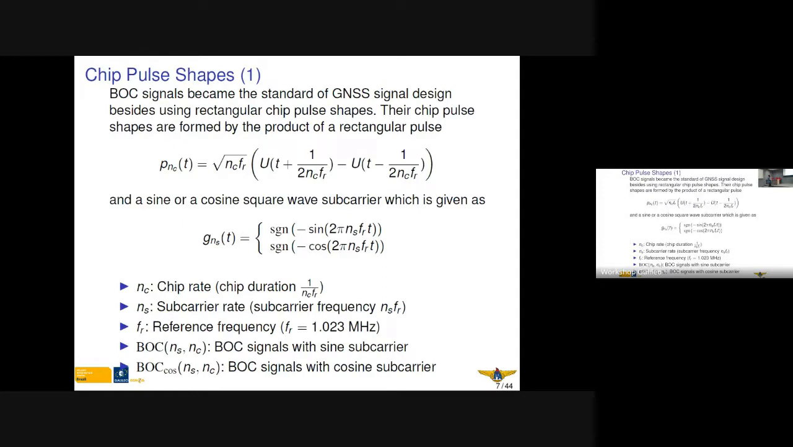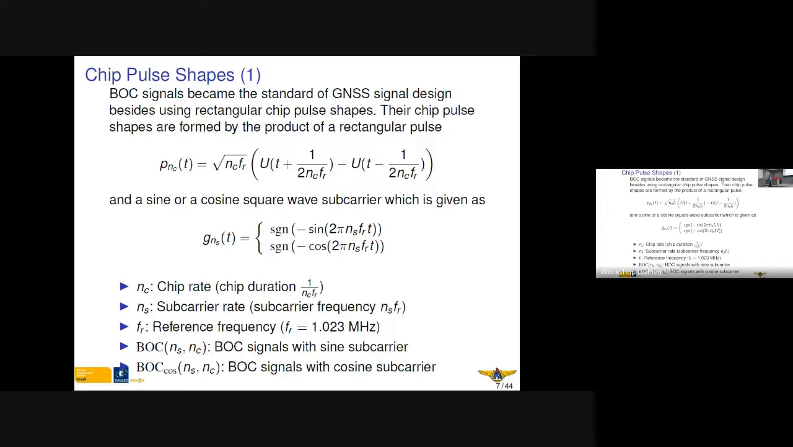So the BOC signals became the standard of GNSS signals. Besides using rectangular chip pulse shapes, the chip pulse shapes are formed by the product of a rectangular pulse. So we can again use the Heaviside functions to define the rectangular pulse, while here now NC is the chip rate, and the chip duration is 1 over NC times FR, while FR is a reference frequency. And in this case, the reference frequency is always 1.023 megahertz.